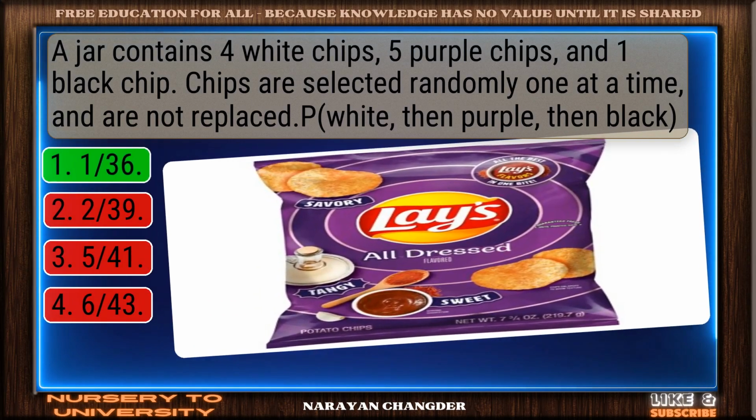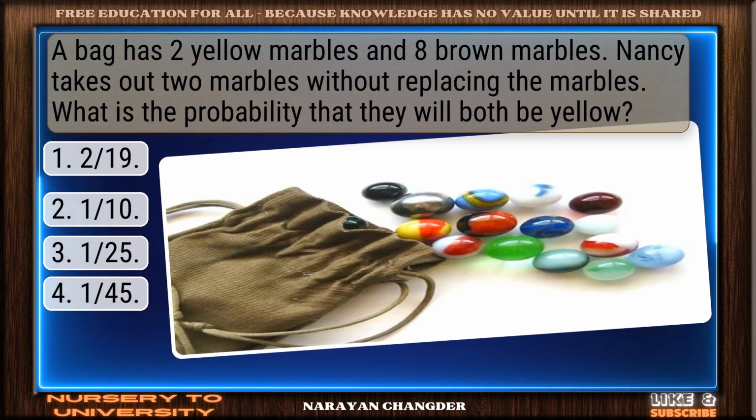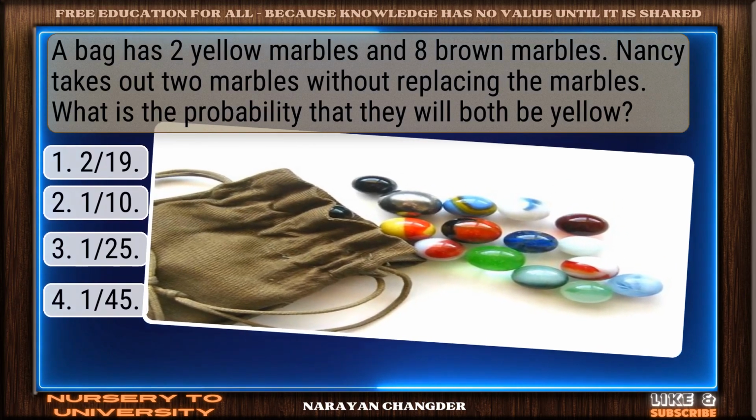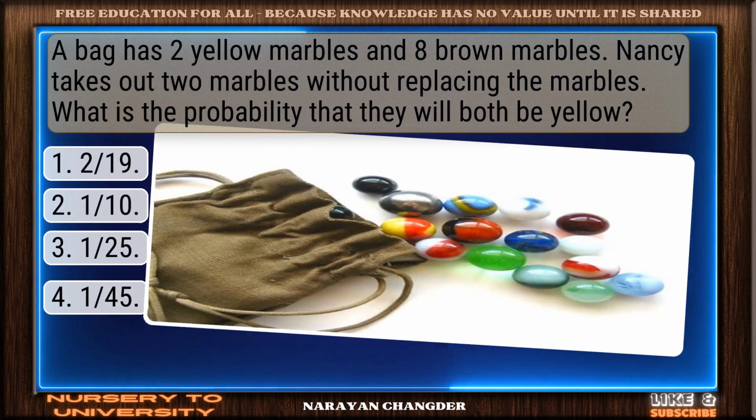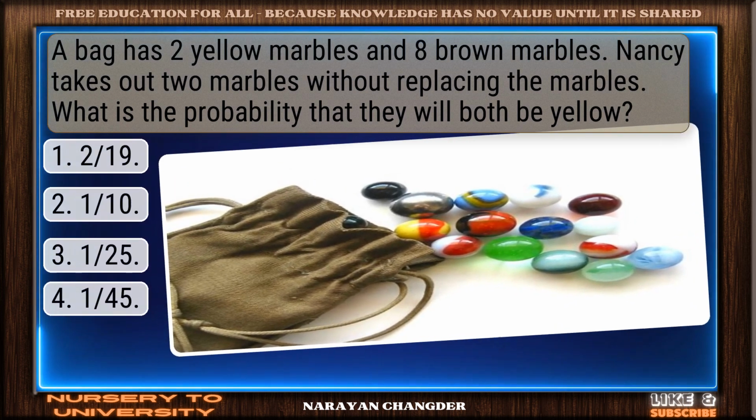Right again. 36 is valid. A bag has 2 yellow marbles and 8 brown marbles. Nancy takes out 2 marbles without replacing the marbles. What is the probability that they will both be yellow?